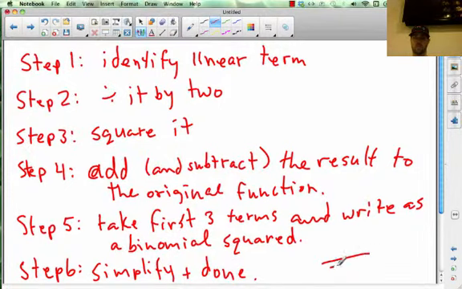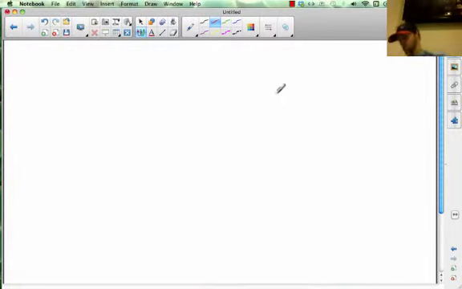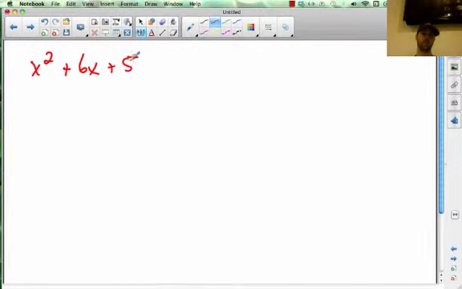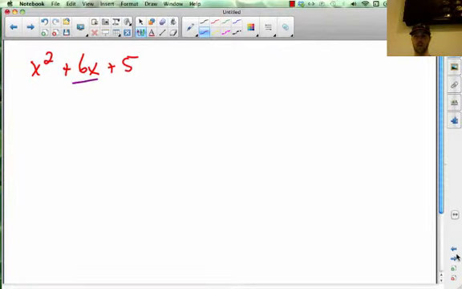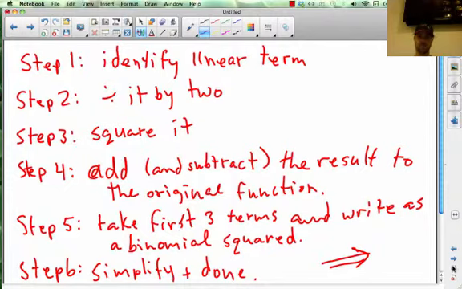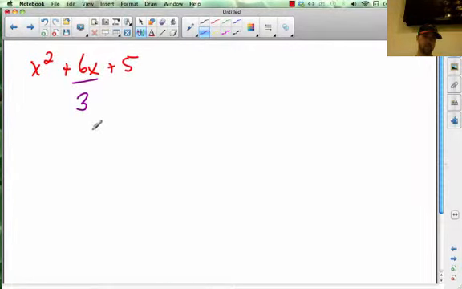Alright, so let's get some practice working with this algorithm. So let's say we start with something that looks like this. Y equals x squared plus 6x plus 5. We want to convert this thing into vertex form. So, as the steps say, step 1, identify linear term, right here, 6x. Step 2, divide it by 2. 6 divided by 2 is 3. Step 3, square it. 3 squared is 9.